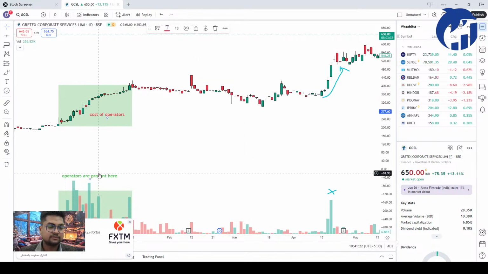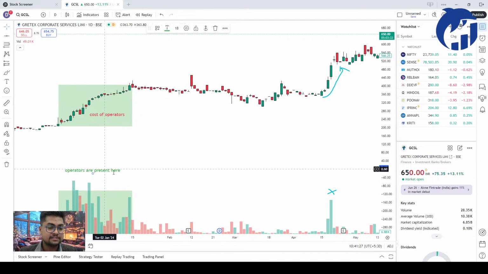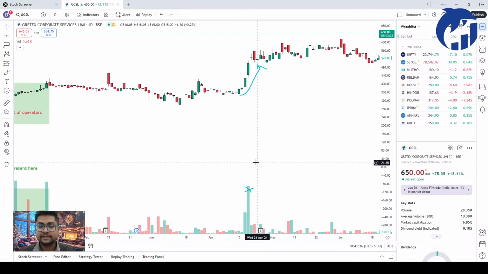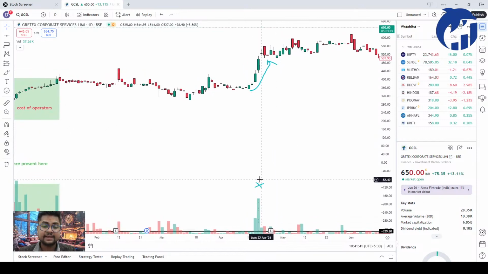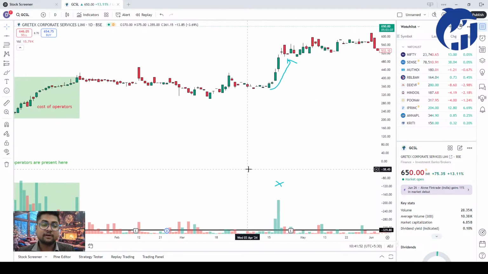So this is the cost of operator, and these operators are present at this level because there is bulk volume appearing continuously. And here there is no bulk volume, so it is majorly because of some big investors who are entering the market and making the market move continuously. We can see a continuous big bullish line, but the volume is not appearing, so we cannot confirm the presence of operators here, but big investors are present.